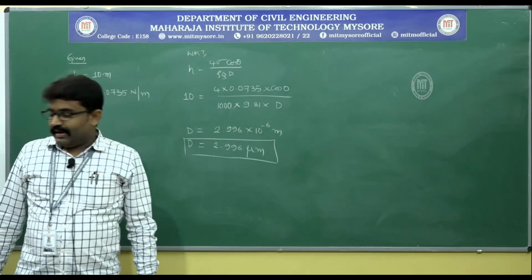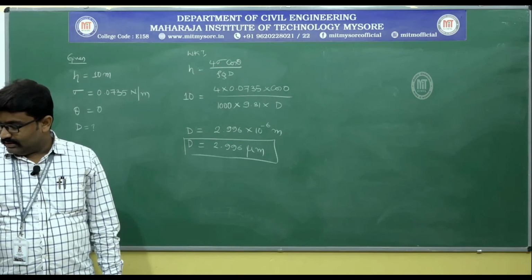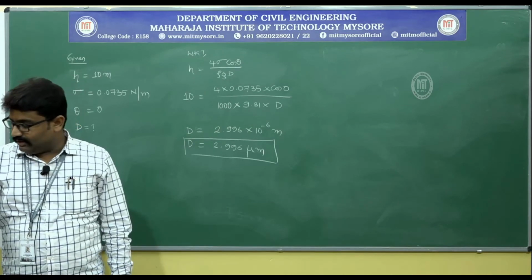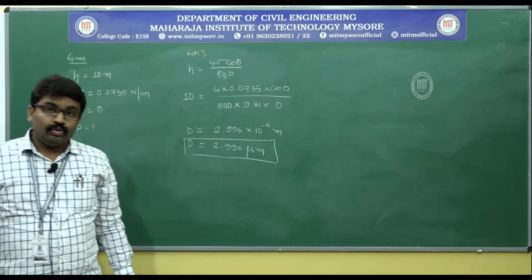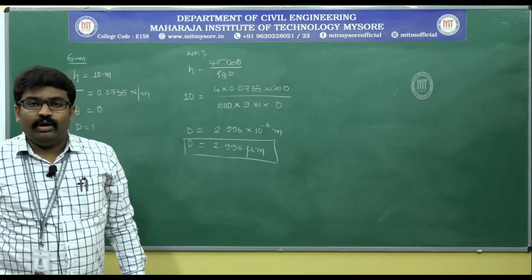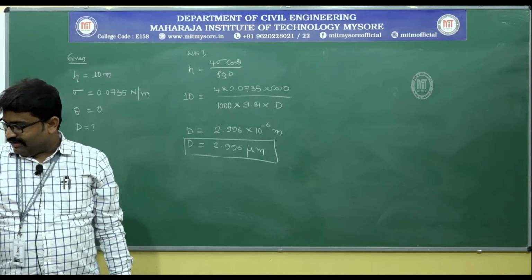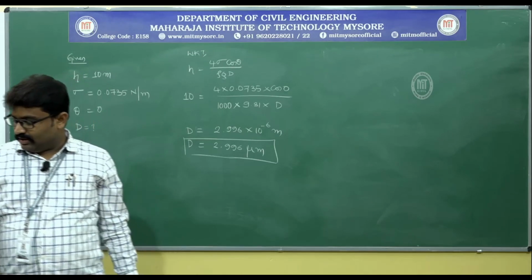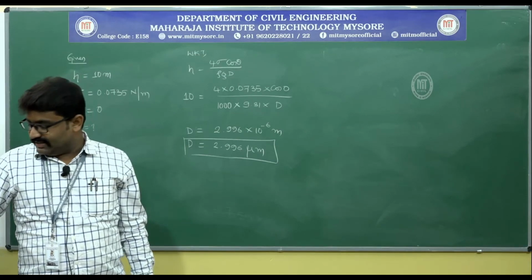Take the next and the last problem on capillarity. Determine the capillarity between two thin vertical plates 2 millimeter apart in water, having a surface tension of 0.07 Newton per meter, and contact angle of 10 degrees.